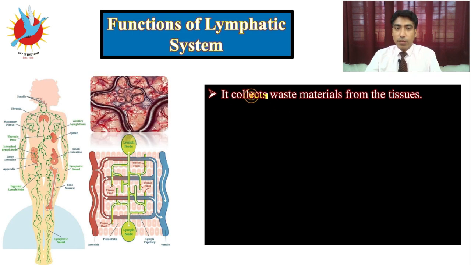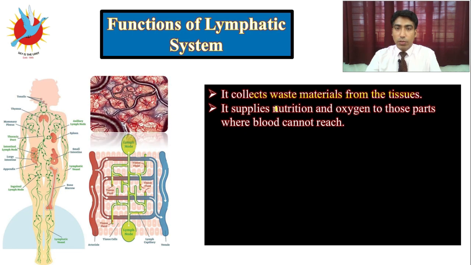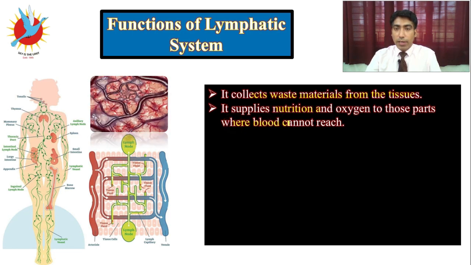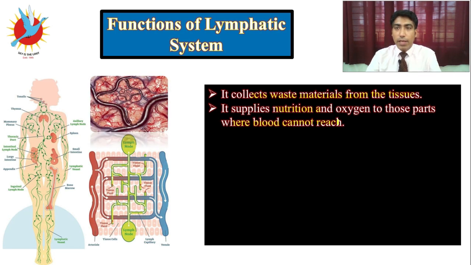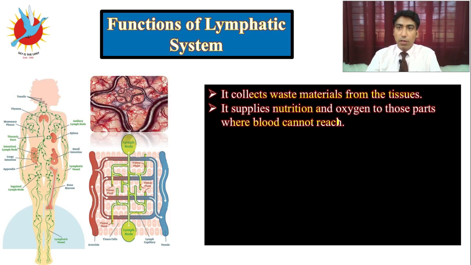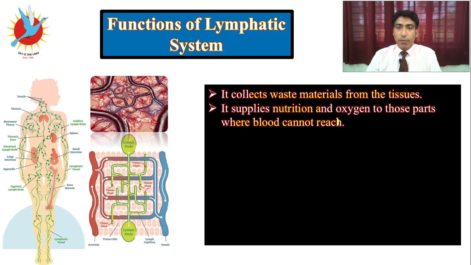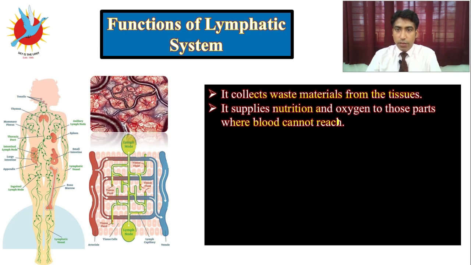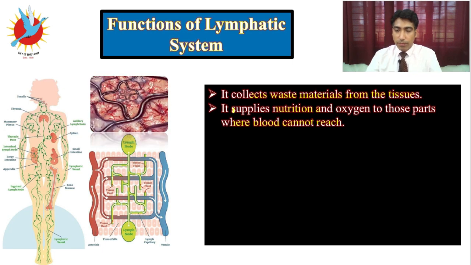The lymphatic system collects waste material from the tissues and transports it to the various excretory organs. It supplies nutrition and oxygen to those parts where blood cannot reach. You must be well aware that blood only keeps on flowing inside the blood vessels. Blood will never come out of the blood vessels. So for the areas which are far away from the blood vessels, the lymph vessels supply the nutrition and oxygen.